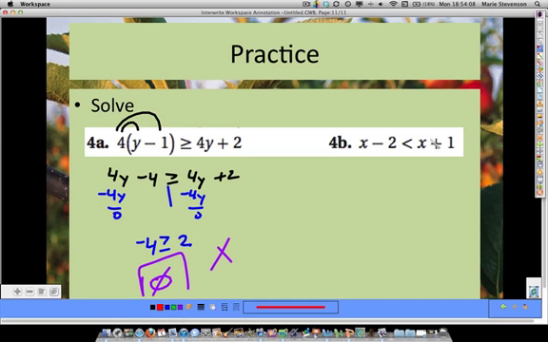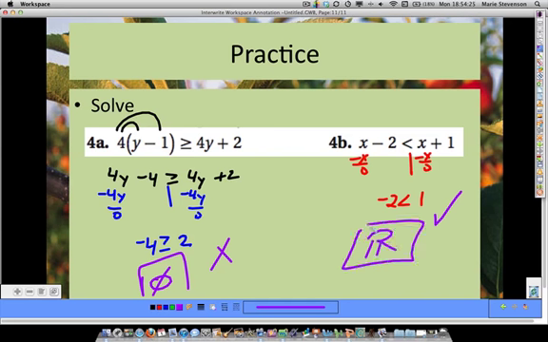Let's try the one over here. Nothing to simplify first, so I'm just going to go ahead and move my x's. So I'm left with negative 2 less than 1. So again, is negative 2 less than 1? Yes. So my answer is all real solutions.